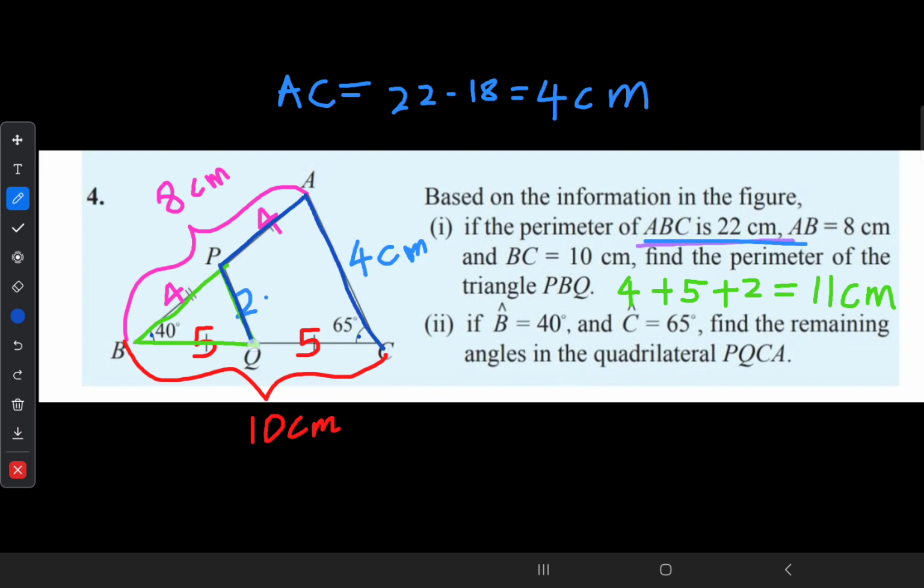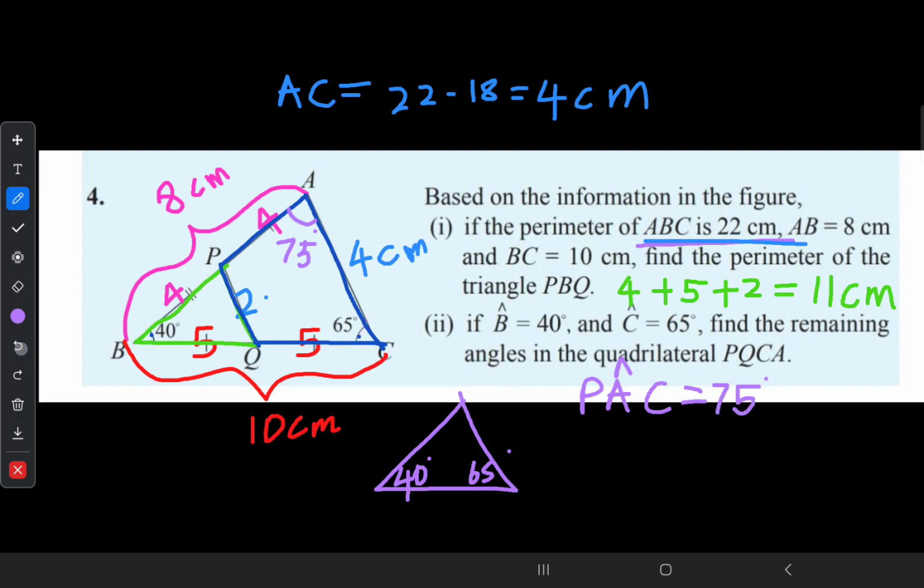I will use the triangle ABC first. In the triangle ABC, we know that the interior angle sum in a triangle equals 180. So we already have 65 here, 40 here. That means 180 minus 105. So this angle would be 75. I will mark that one. Angle PAC, that is 75.